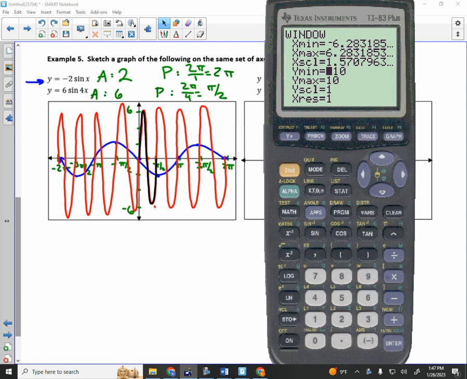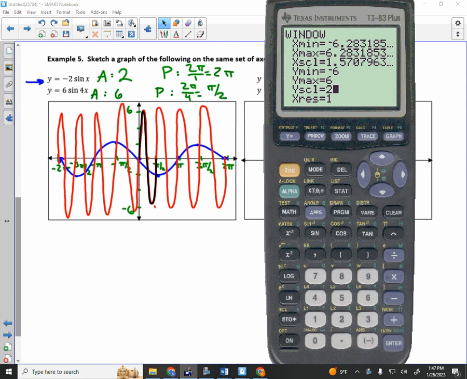The y minimum is -6. Pi over 2. The y maximum is +6. For the y values, I have a tick mark every 2. So I'm going to type in 2.